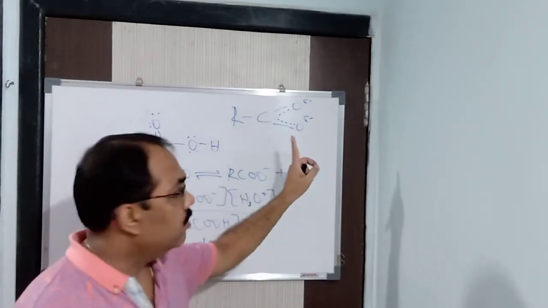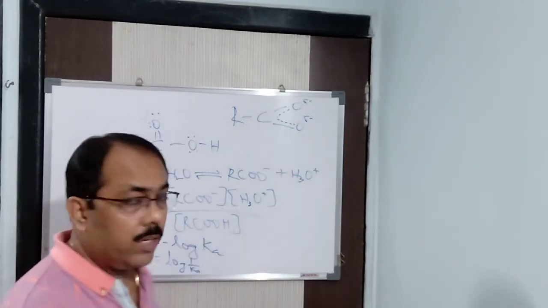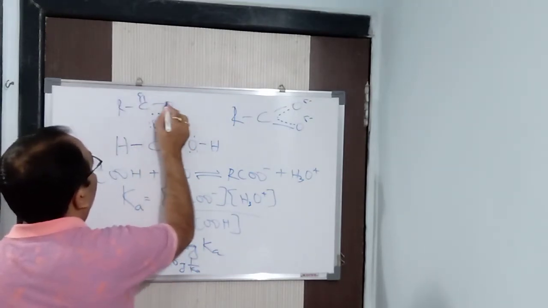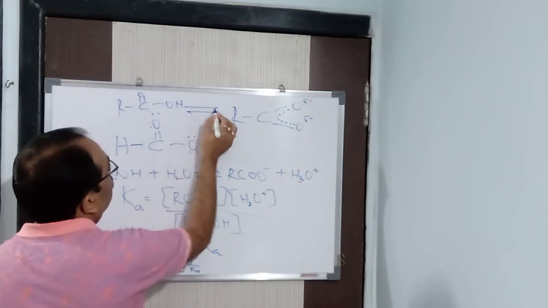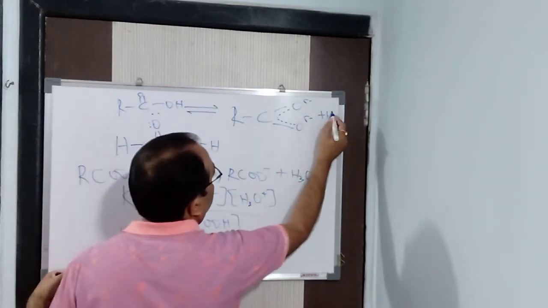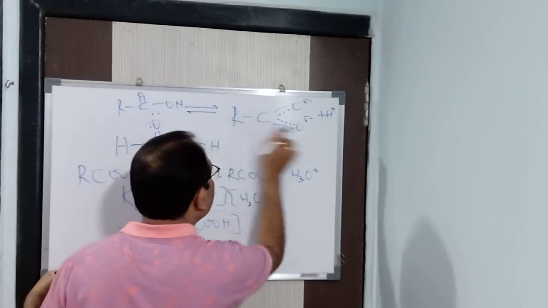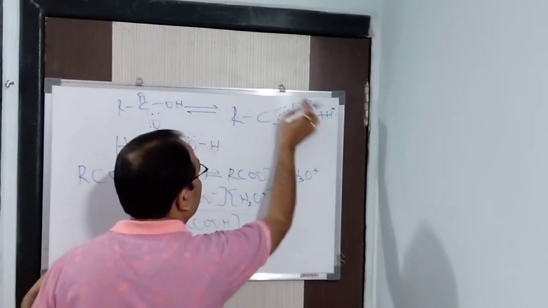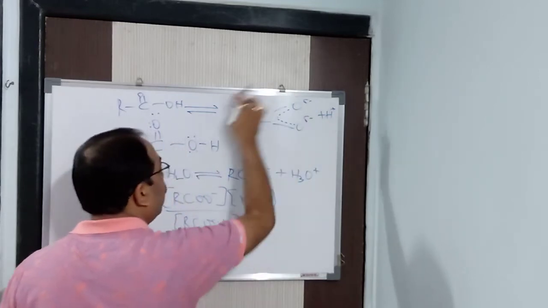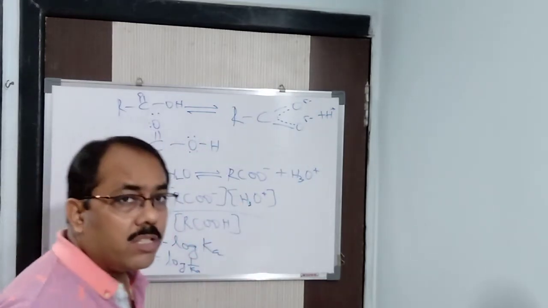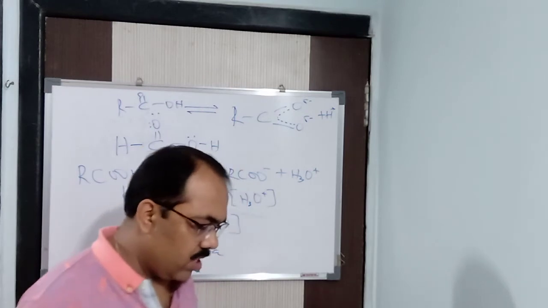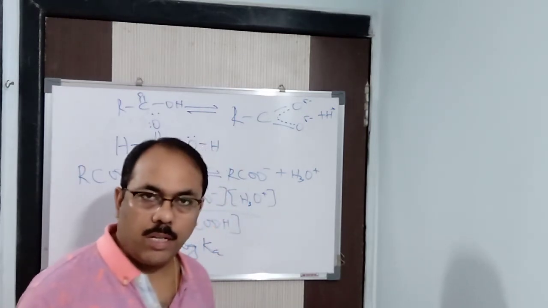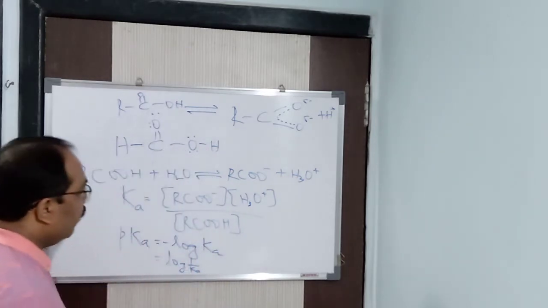For that reason, the equilibrium is always favored in the forward direction. Suppose I take carboxylic acid, RCOOH, then this reaction takes place: RCOO minus plus H plus. This reaction is always favored in the forward direction, because not only is H plus ion released, but at the same time the carboxylate ion is also stable, and repeatedly I am saying, it is stable due to resonance, due to which the acidic character increases. Clear now? So in this way we can see it.